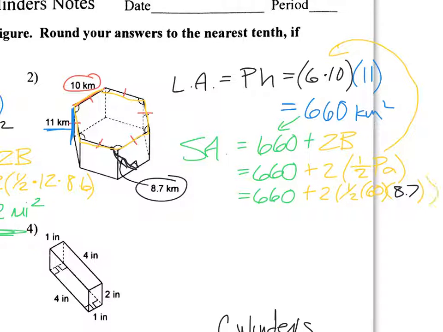So I'm going to put all that in the calculator. So I got 660 plus 2 times parentheses, 1/2 times 60 times 8.7, close parentheses. And I get 1,182 kilometers squared. So quite a bit involved here, okay?